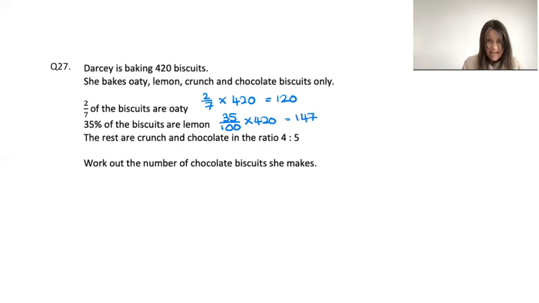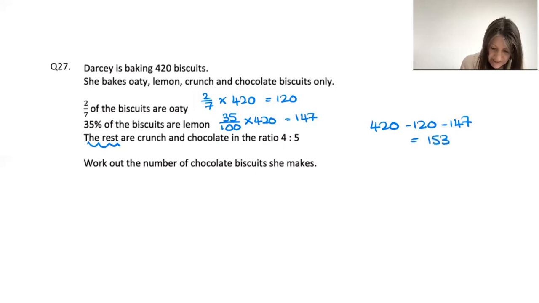And then the rest. Now, remember, the rest are the OT and lemon biscuits taken away. So we'll do that, 420, take away 120 and 147. That is my rest, which is 153. So I've got crunch and chocolate, 4 to 5. Okay.